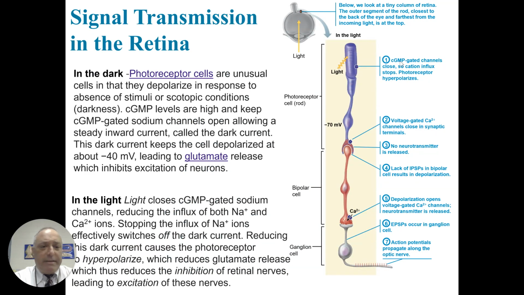Now in the light, the cGMP gated channels close because we've undergone our signal transduction. So the photoreceptor here hyperpolarizes. Now this lack of inhibitory neurotransmitter released results in depolarization of your bipolar cell and activation of your ganglion cell through excitatory postsynaptic potentials that then lead to optic nerve action potentials.